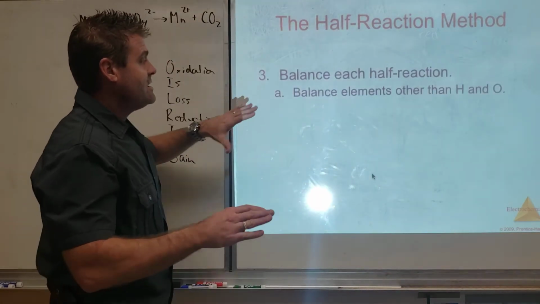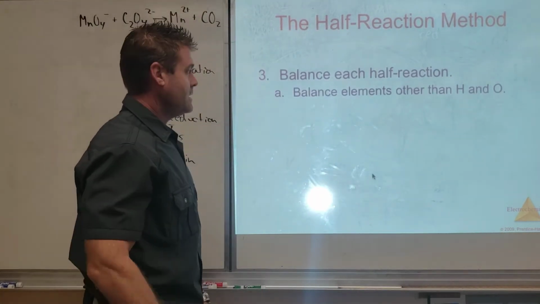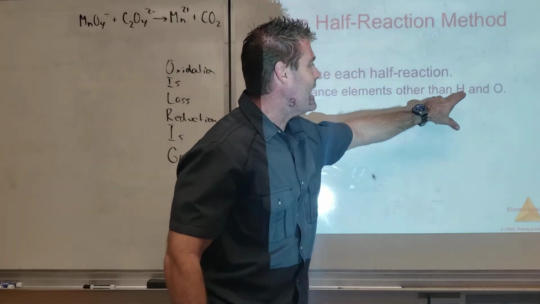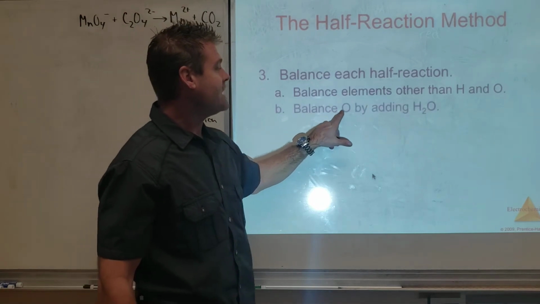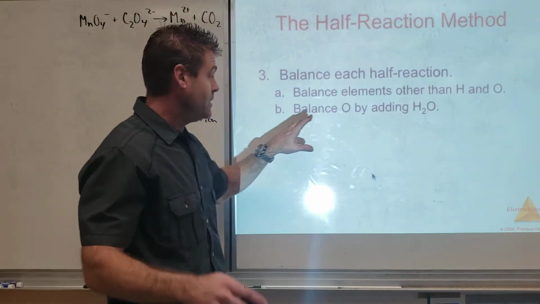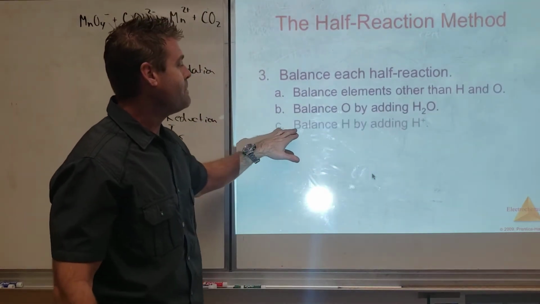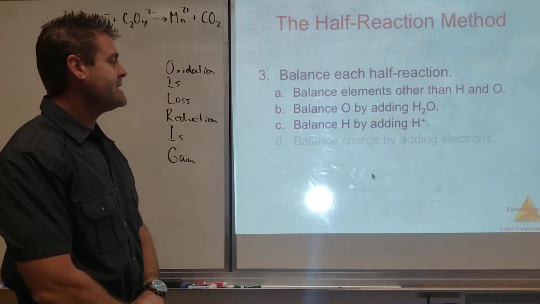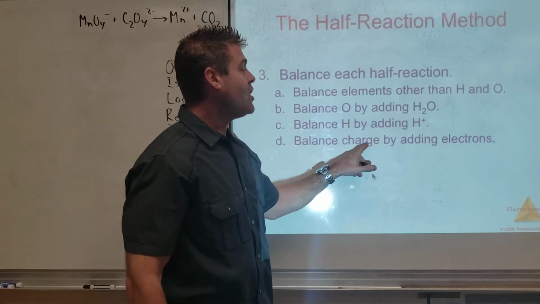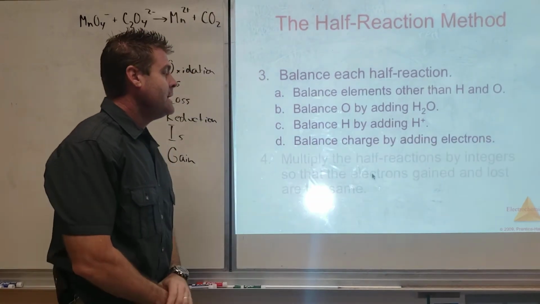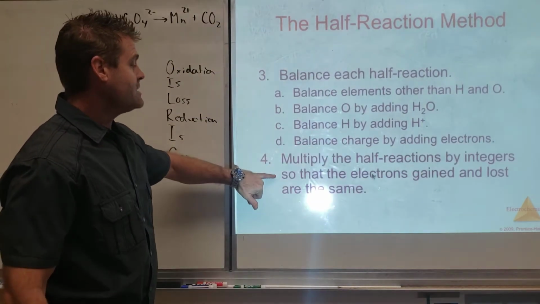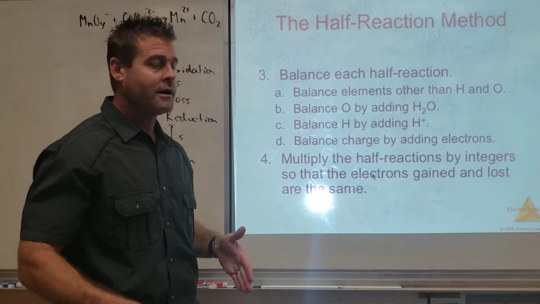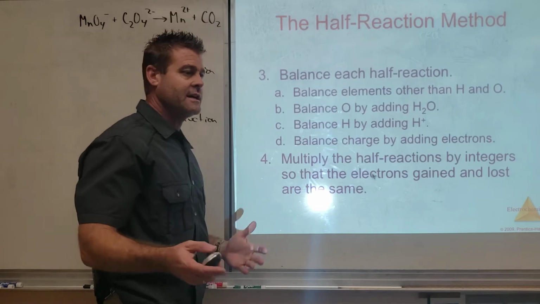And here are the notes you want to pay particular attention to, which is kind of new. We balance the elements other than hydrogen and oxygen. Then we balance oxygen by adding water. This is something new. And then we balance hydrogen by adding H+. We'll show you how that works. And lastly, we balance the charge by adding electrons. Then we multiply the half reactions by integers so that the electrons gained and lost are the same. This will make sense as we work on one, but at least you'll have this in your notes and you can refer to it.